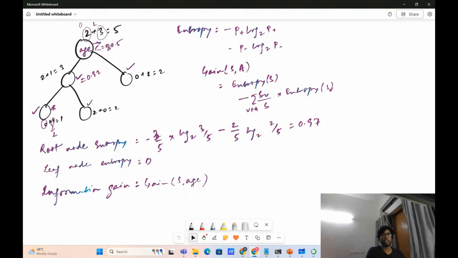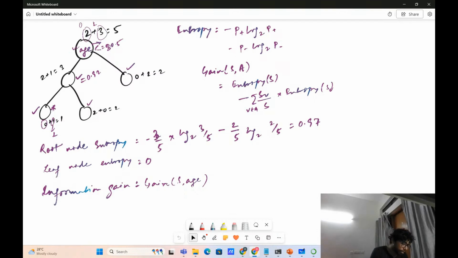So you want to check what is the information that you are gaining by using this cut. That is basically represented by information gain. So why will we use this cut? Because we are getting some additional information using this cut, right? That is why we are using this cut. Otherwise, why would we use this decision tree at all? So this information gain tells you what is the information that you are gaining by using this cut.